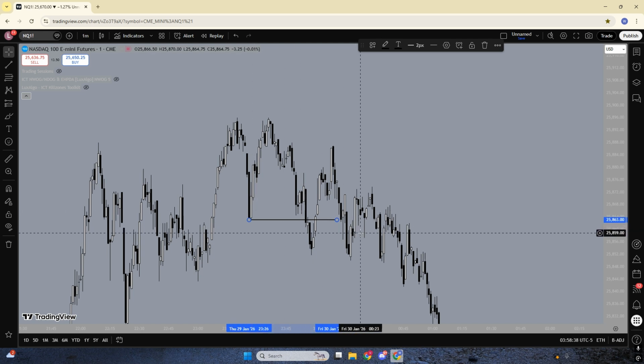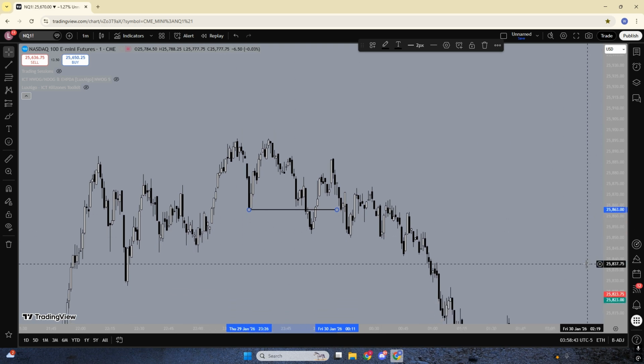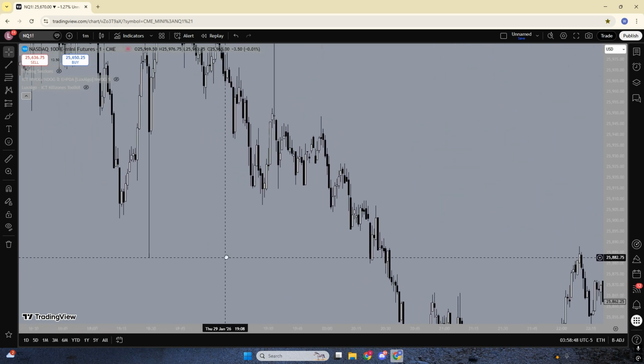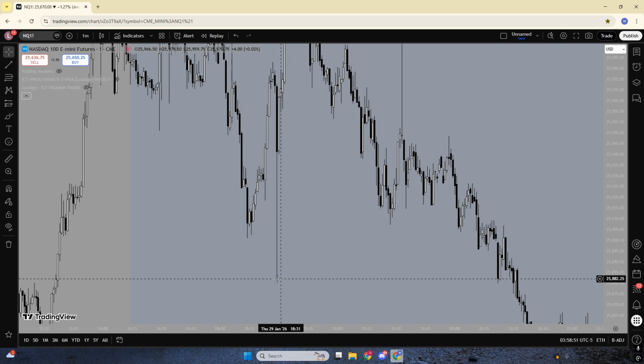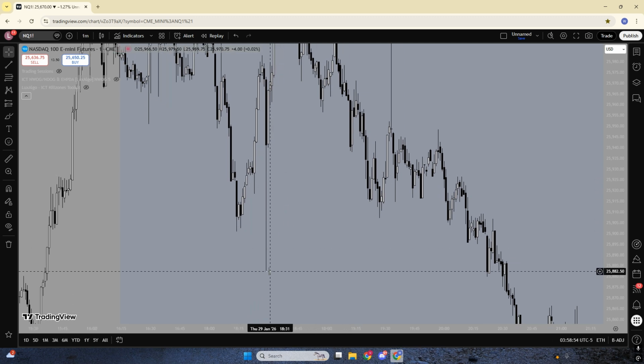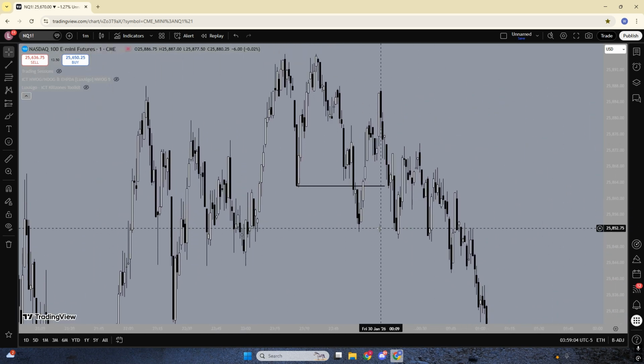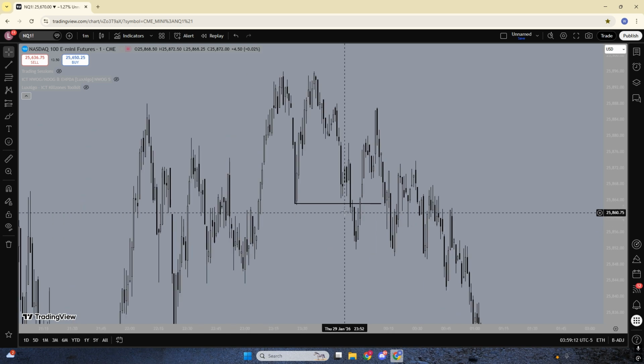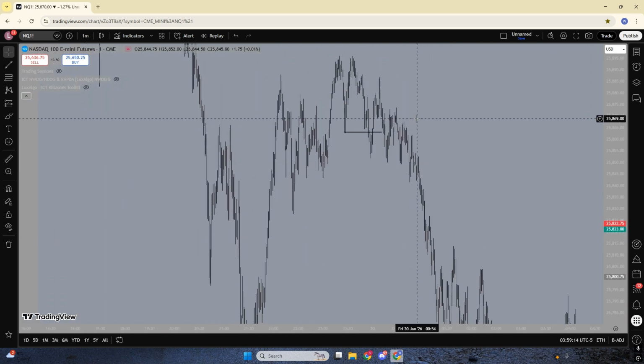So it doesn't count if it's a wick. Hold on, that's not a good example. See this? This is not valid because this is just a wick. It doesn't break below. It doesn't have a body closure below this low. So let's go back here. This one is valid because it breaks with a body closure and then it just dumps, right?